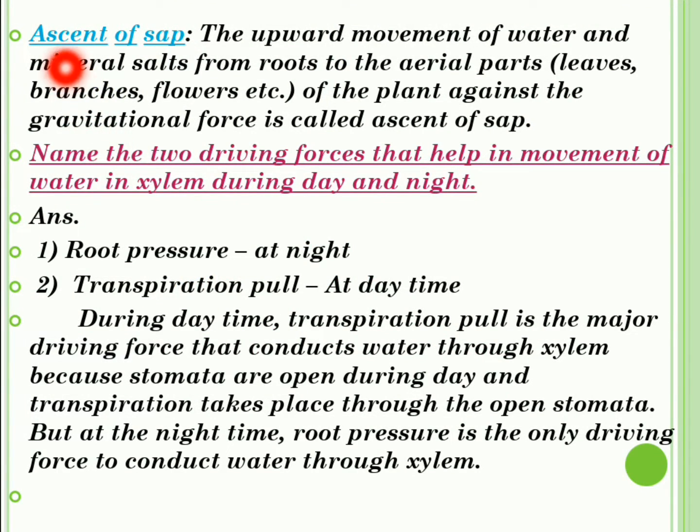What is ascent of sap? Sap means water and mineral salts. Ascent means upward movement. The upward movement of water and minerals from the roots to the aerial parts of the plant, that are leaves, branches, flowers, etc., against gravitational force through xylem tissue by transpiration pull, is called ascent of sap.